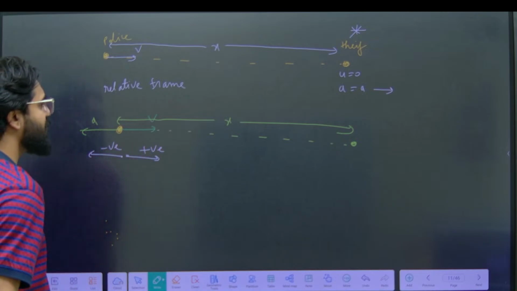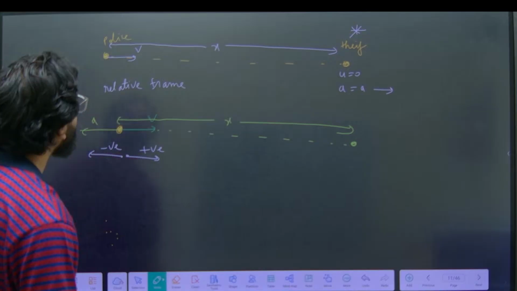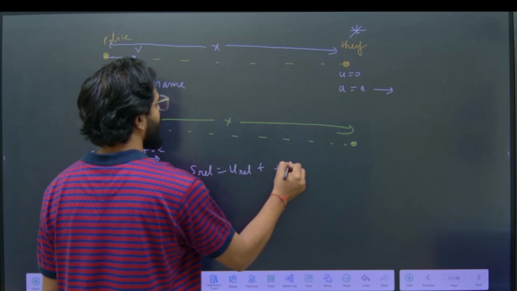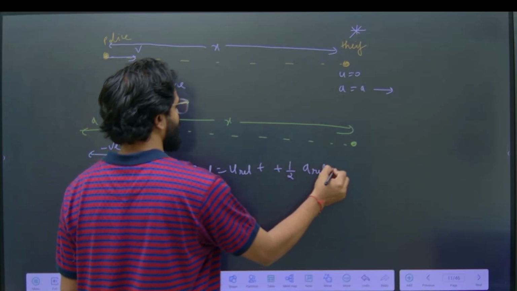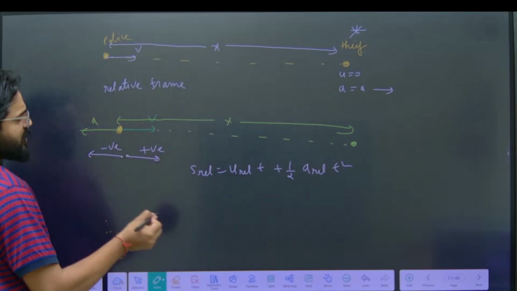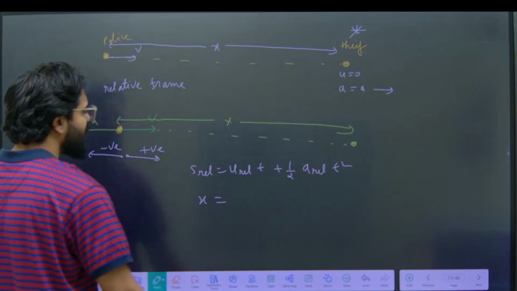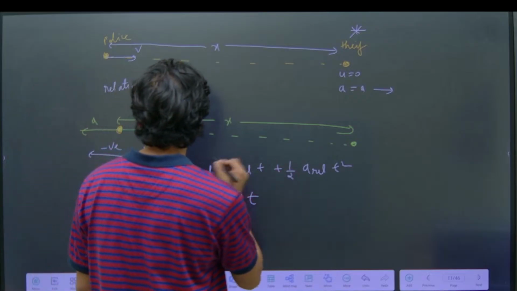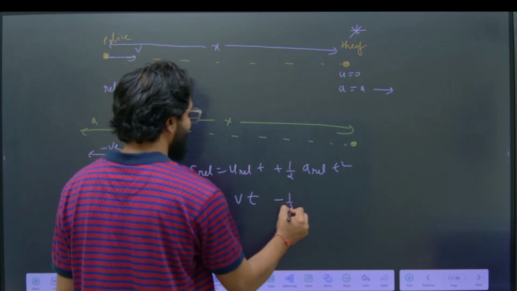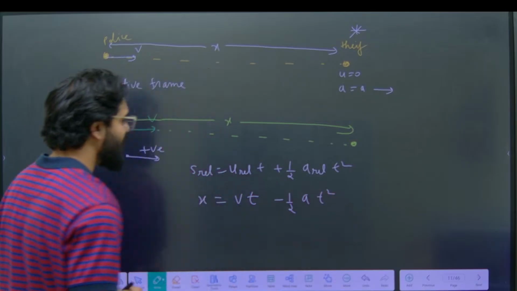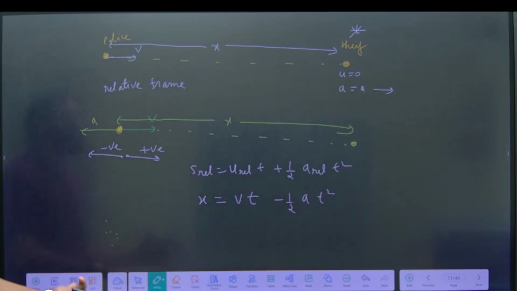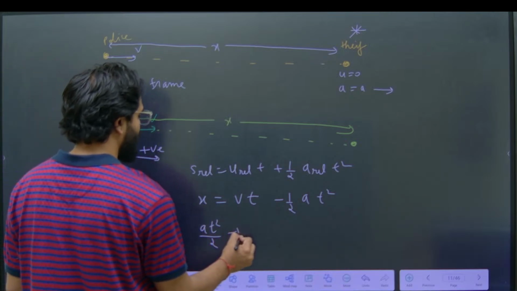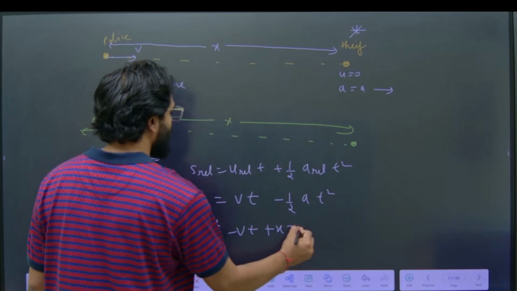So can we write S relative equals U relative into T plus half into A relative into T square. So what is S relative? It is X. And what is U relative? It is V. And time T, and over here A relative is the acceleration, negative A. So there is a quadratic equation: A T square by 2 minus V T plus X equals 0.